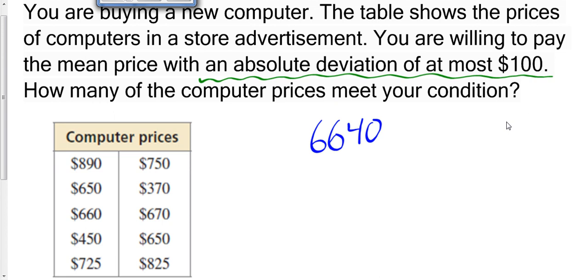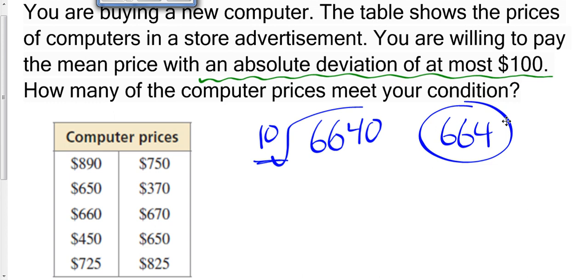And I'm going to divide that by the number of computers, which luckily is 10. Thank goodness it's 10. So if I divide by 10, I have 664 as the average computer price. Now, I don't want my price to go too much above that or too much below that. So my price is X, right? Makes sense? And we want it to be pretty close to 664.